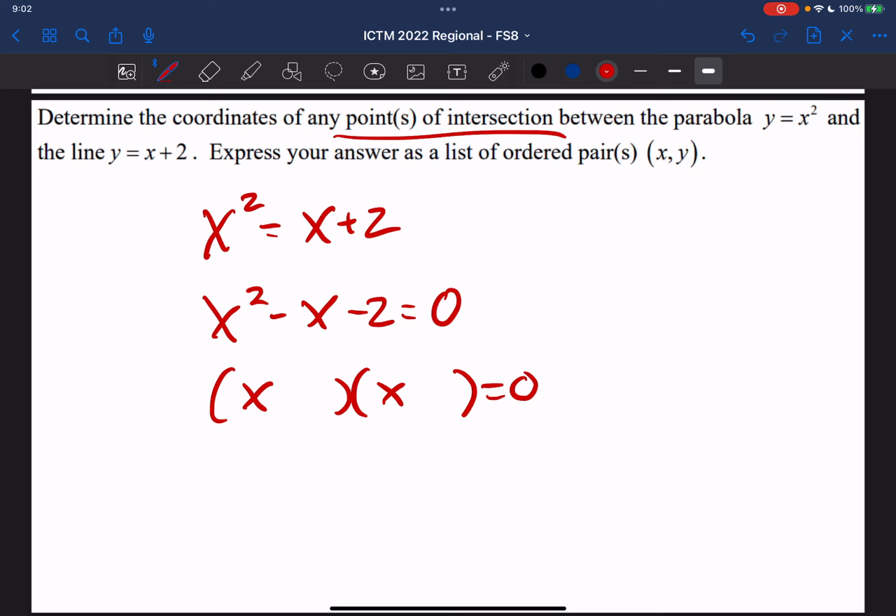So we need two numbers that multiply to negative 2 and add to negative 1. So x minus 2 and x plus 1. So we get x equals 2 and x equals negative 1.